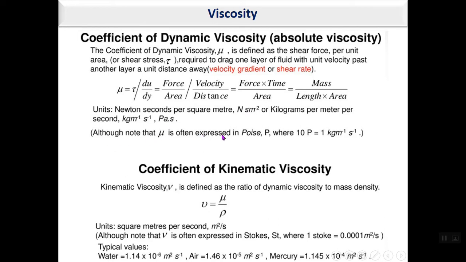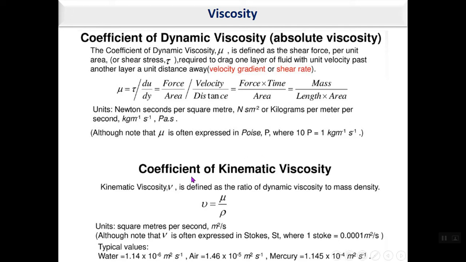Please note that mu or absolute viscosity is often expressed as poise, where 10 poise is 1 kilogram per meter per second. Another more common term is centipoise, which is 100th of poise, or poise divided by 100. For example, the viscosity of water at normal temperature is around 1 centipoise.